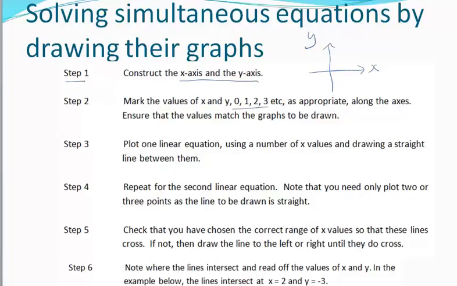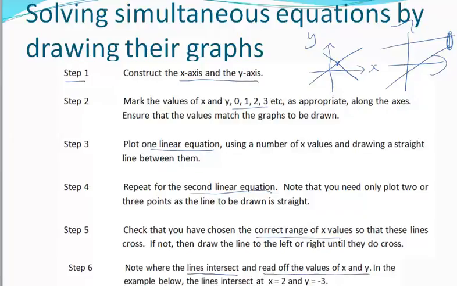So our step 3, we plot one linear equation using a number of x values, and then we draw a straight line. We repeat this for our second linear equation. So we only need to plot 2 or 3 points, as the line to be drawn is going to be straight. Then we check that we've chosen the correct range of x values so that our actual lines do cross somewhere. We find a point where they cross. If they don't cross, we need to extend our range so that we can get this point to move down into actually touching. We note where our lines intersect and we can read off the values of x and y.